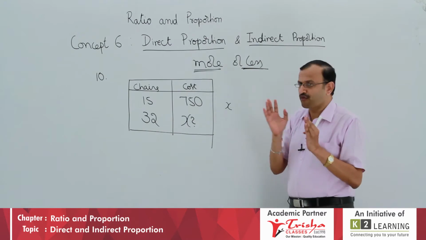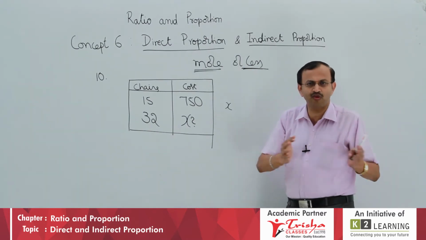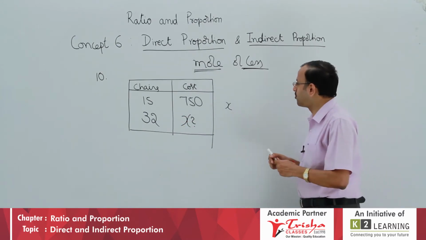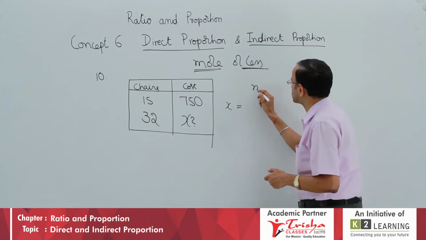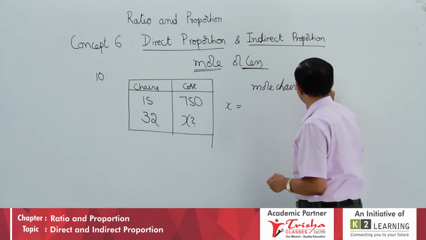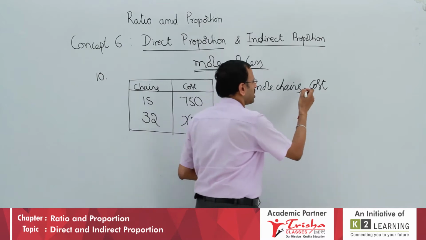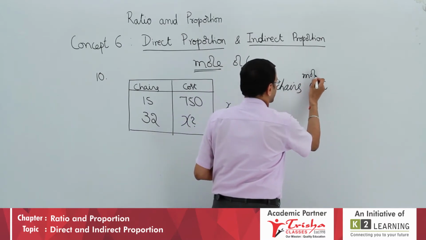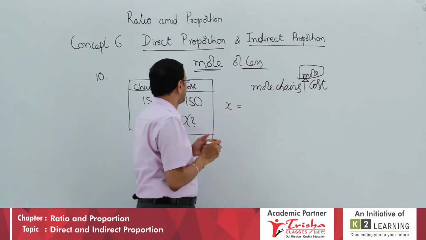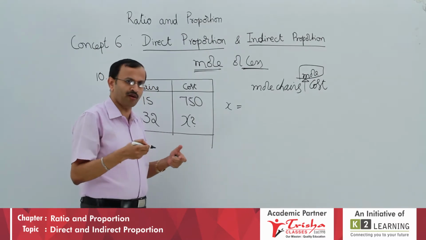Repeat the question again. 15 chairs cost 750. 32 chairs, more chairs if I purchase, definitely my payment should be more. So, more is the answer. So, we will write: more chairs cost more amount. Or more chairs, more cost, we will write. More chairs, more cost. This is what we need. More chairs are there, so the payment should be more, it should be more amount spending.